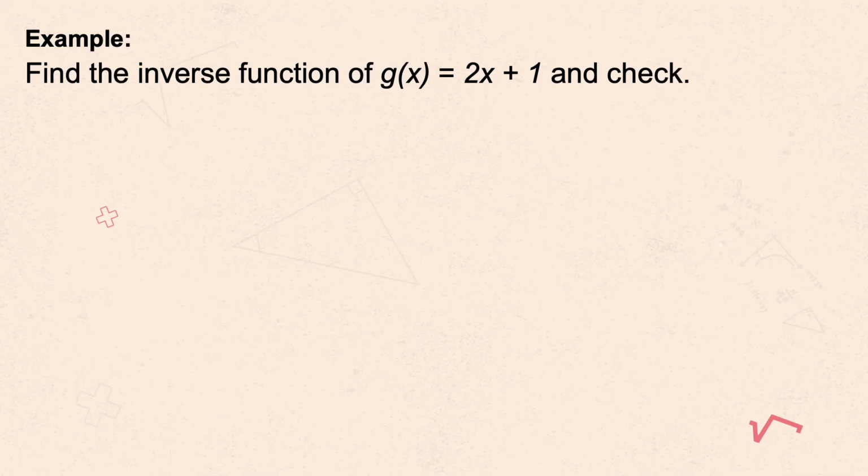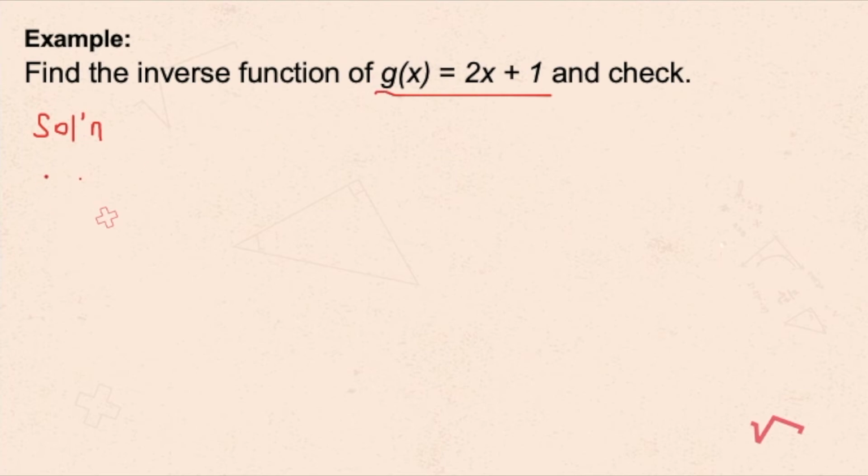Let's have another. Find the inverse function of g of x equals 2x plus 1 and check. This time, we have the condition that we have to check if our answer is correct. Later on, you will know the rule in identifying if your answer is correct. So let's do the same thing. Change the g of x into its original variable, which is y. So this will be y equals 2x plus 1. First step again is to change x to y, y to x. With this, it will be x equals 2y plus 1.